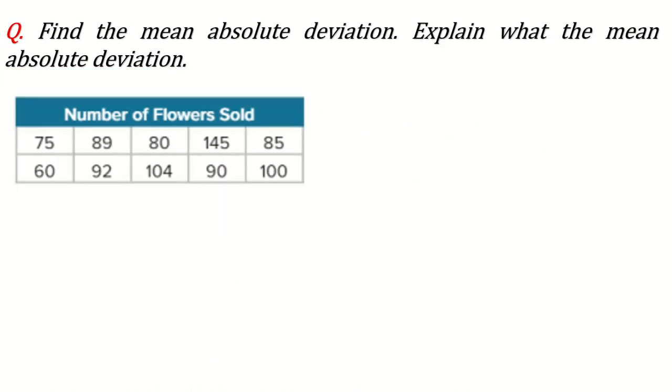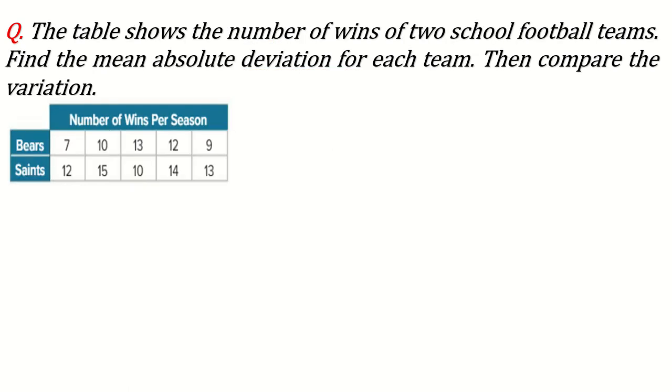Now here is the same type of question. I am leaving this question for you. You can do it yourself and write the answer in the comments. Here also you have to find the mean absolute deviation. Now this question is again the same thing. See, the table shows the number of wins of two school football teams, the Bears and the Saints. So you will do one thing two times: you will find the mean absolute deviation for both teams.